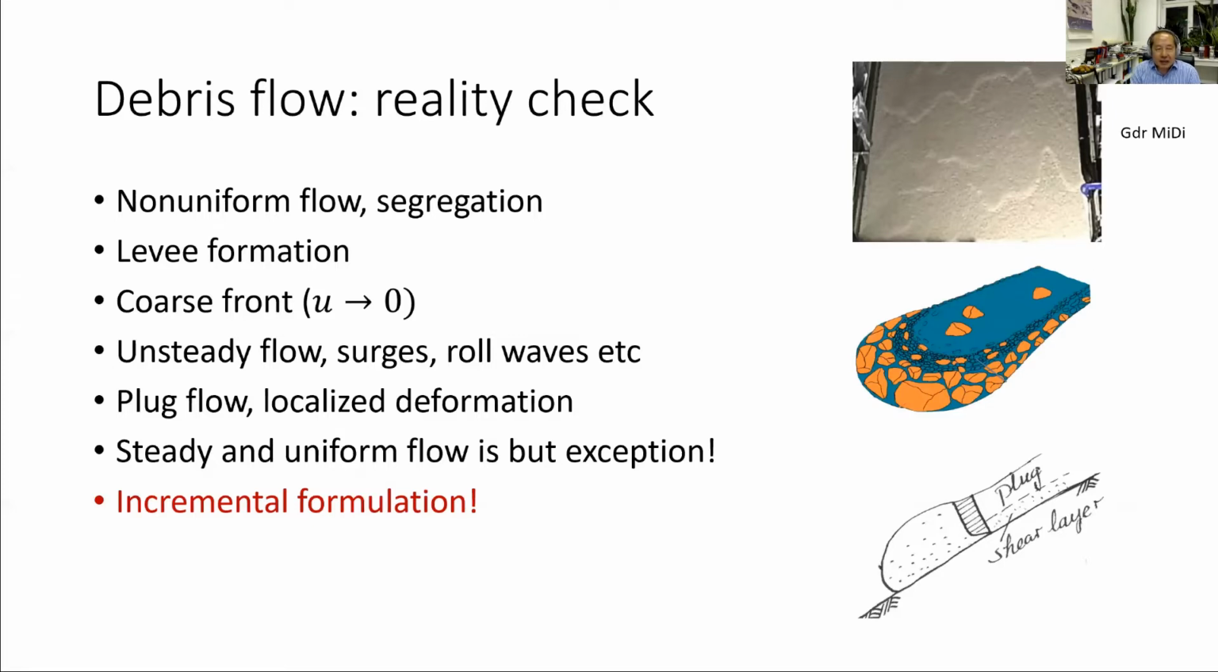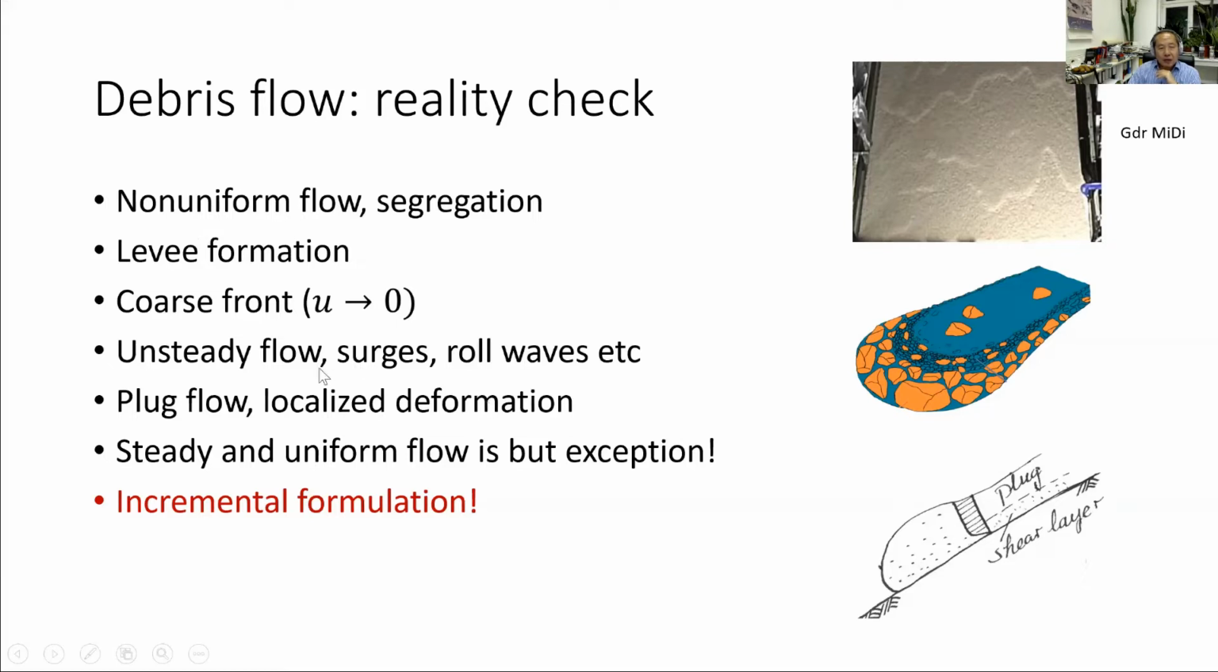So the reality check is that granular flow is not steady. It's usually non-uniform flow with very strong segregation, in particular when it travels long distances, right? With such phenomena, we call it levee formation. You would say the coarse material is on both sides, and also there is a very coarse front. So the larger material is at the front, and in this front the material has very low excess pore water pressure, right? The water pressure starts a little bit further back. So behind this coarse front, you have finer material with very high water content, more or less saturated, right?